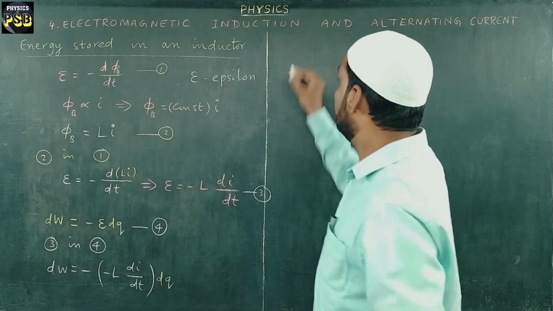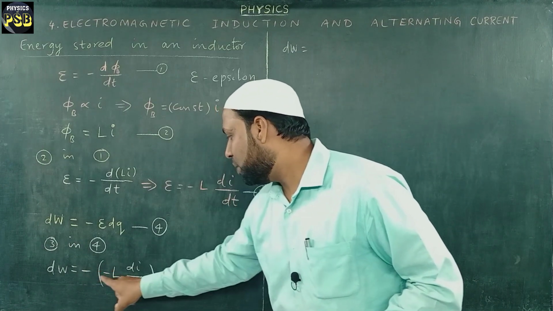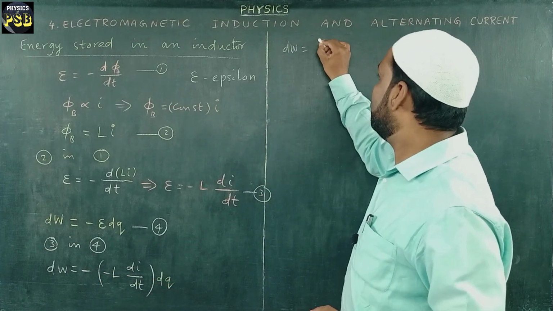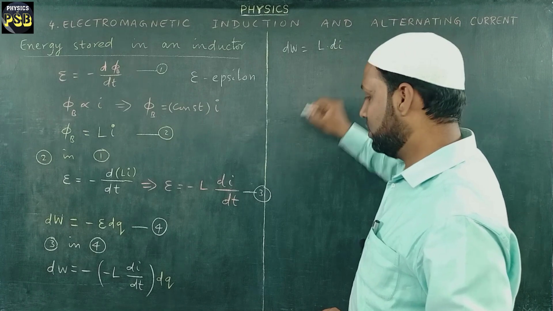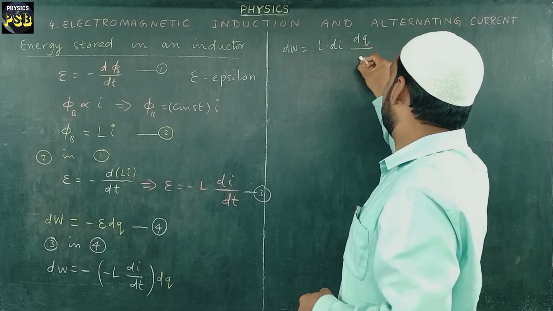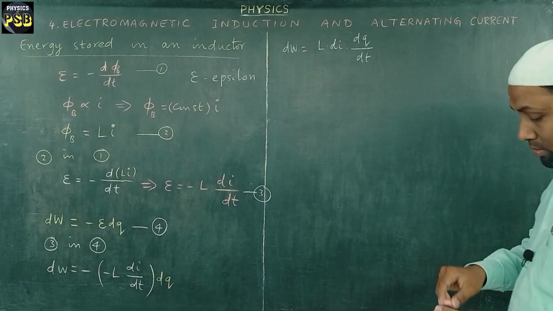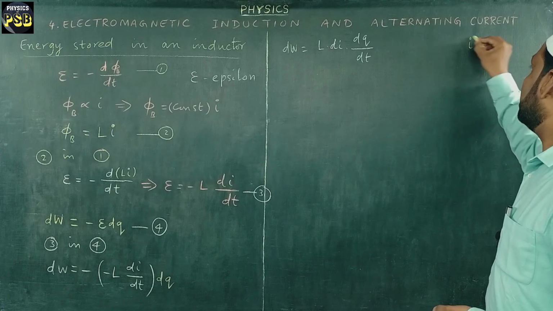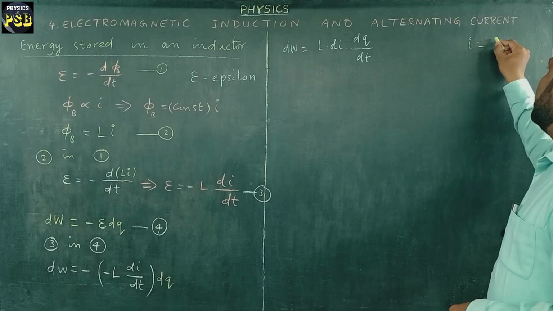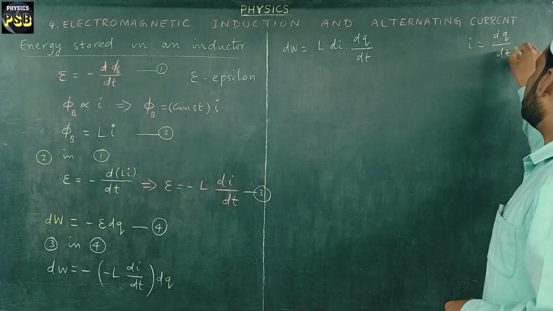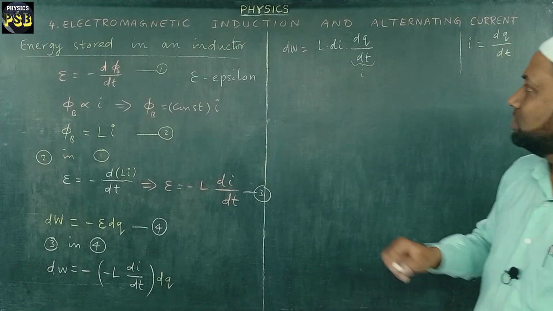Now I rearrange it in this manner. In dW, the multiplication of these two minus signs becomes plus. So what remains is this L. I take a di and write it here, then dq upon dt is written in this manner. We know electric current I is nothing but the rate of flow of charges through a conductor. So I is dq upon dt. In the place of this, I can write I.